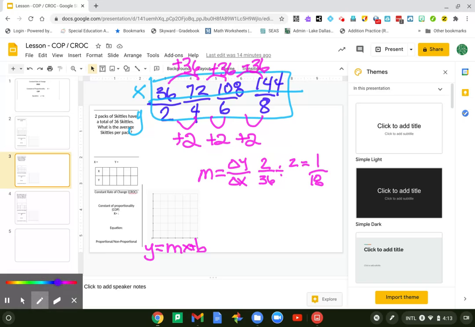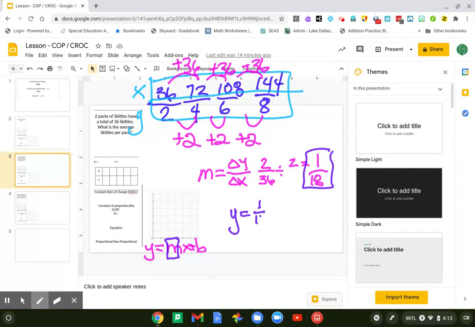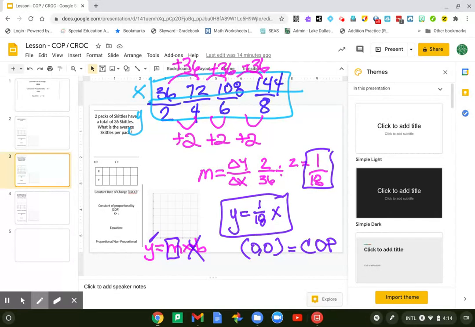So my equation, Y equals 1/18 X. Well, if I don't buy any bags of Skittles, how many am I going to have? I'm going to have 0. So this is another one of those that goes through 0, 0. If I don't buy any, I'm not going to spend any, which means that it's a constant of proportionality because it goes through the origin. And there is no y-intercept.